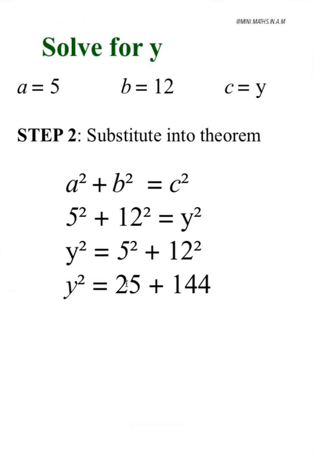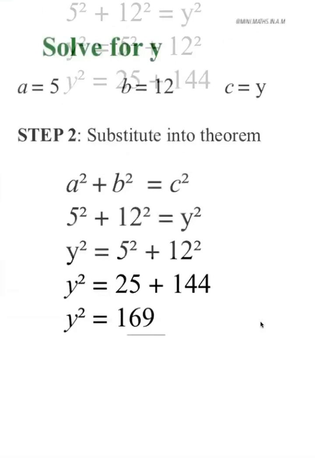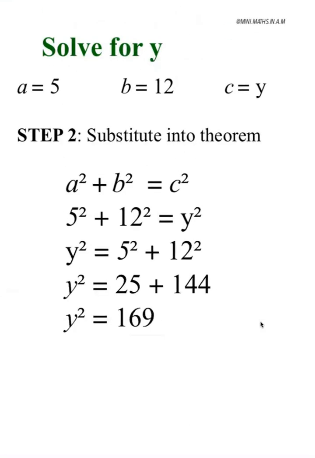So 5 squared is the same thing as 25. 12 squared is the same thing as 144. And then 25 plus 144 is 169. So we've got y squared equals 169. Now to get rid of the square, we need to square root both sides. So the square root of y squared is y.